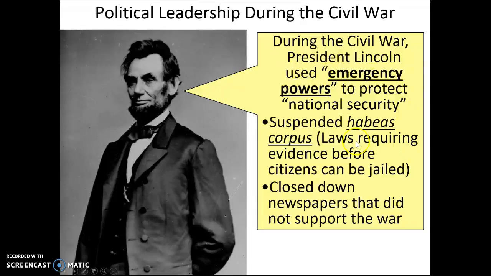And so how he does that, or what he does specifically, is first off, he suspends habeas corpus, which is laws requiring evidence before citizens can be jailed. So he can essentially jail any sort of individuals who are important or may be involved with the Confederate States in order to ensure the protection of the United States of America. And also he closes down any newspapers that did not support the war, which is going to be a direct infringement upon the First Amendment, but it's in order to protect the United States, so he feels that he can do that during this wartime.